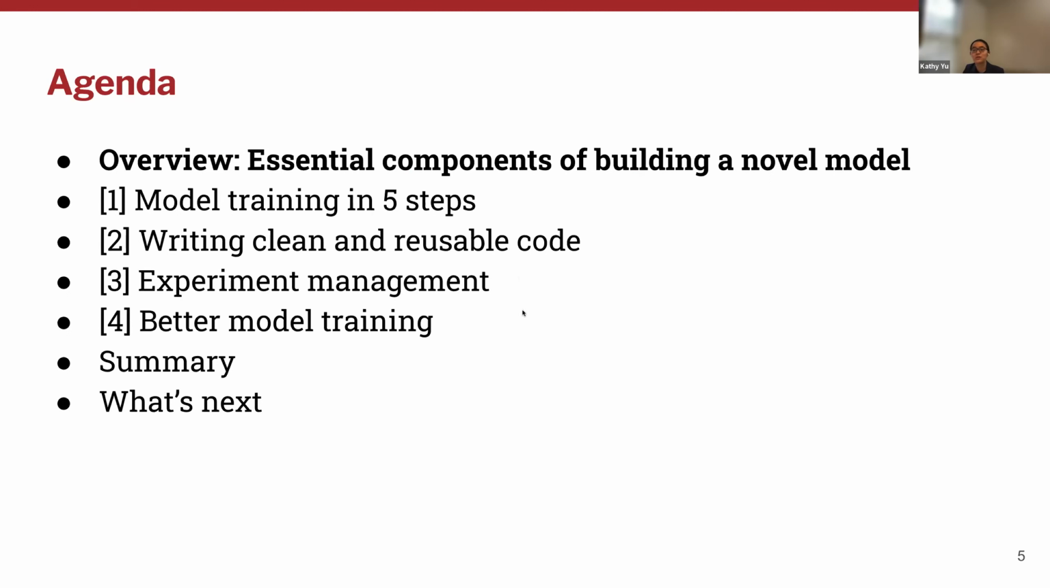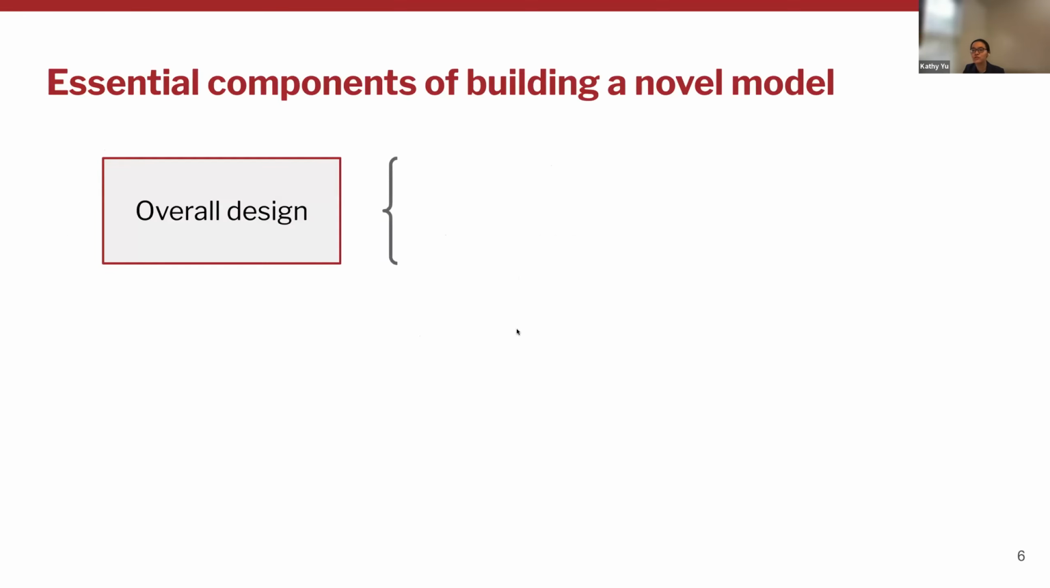What are the essential components that go into building your own novel model? So first, we want to have an overall design. So what does this entail? The overall design should include some kind of hypothesis that you're testing. For instance, one potential hypothesis may be, if I try this particular architecture in my model, would I be able to improve the performance of my model on a particular task?